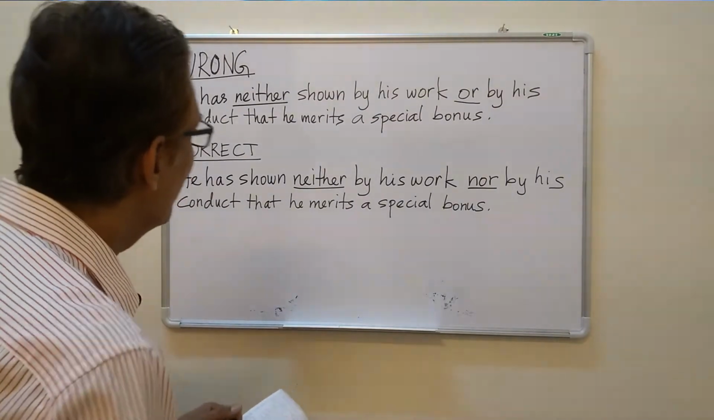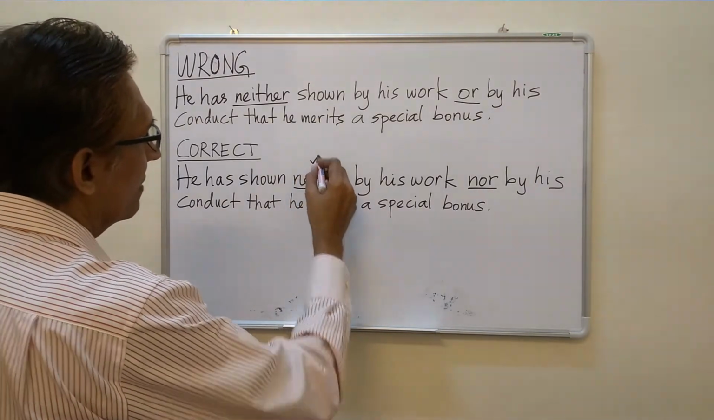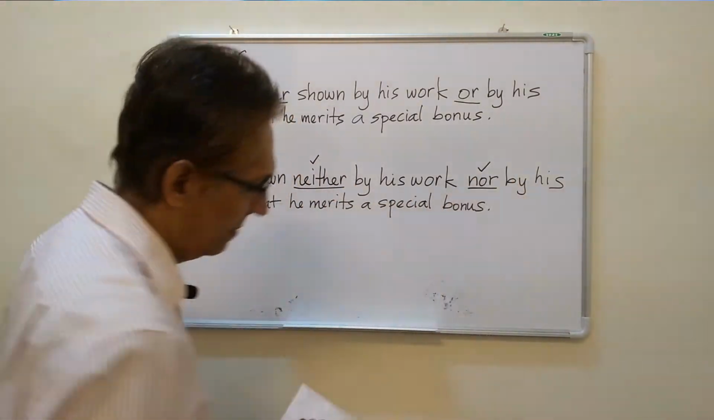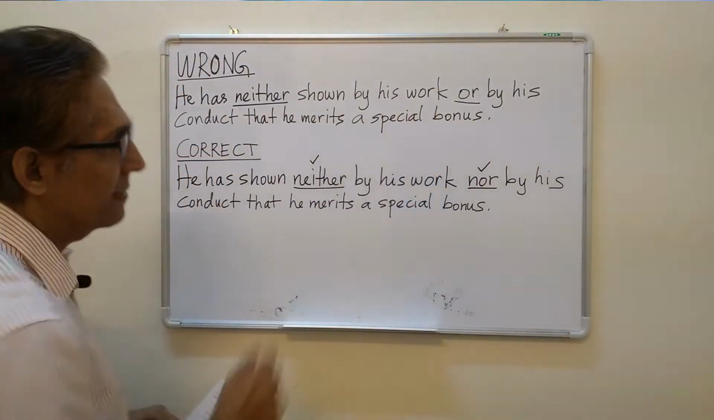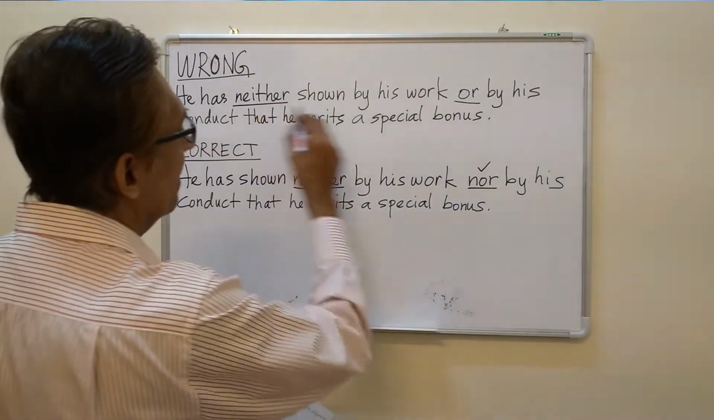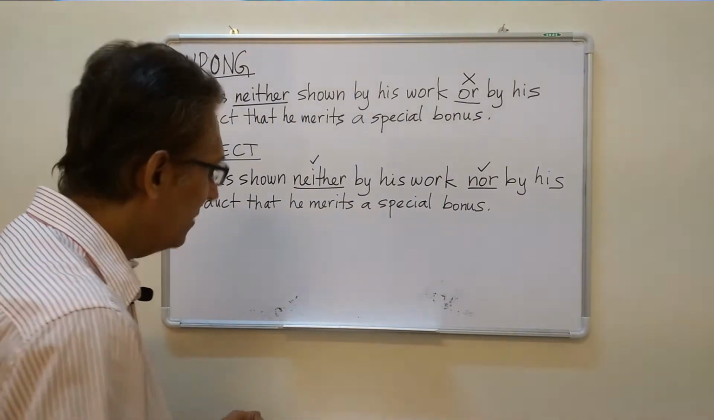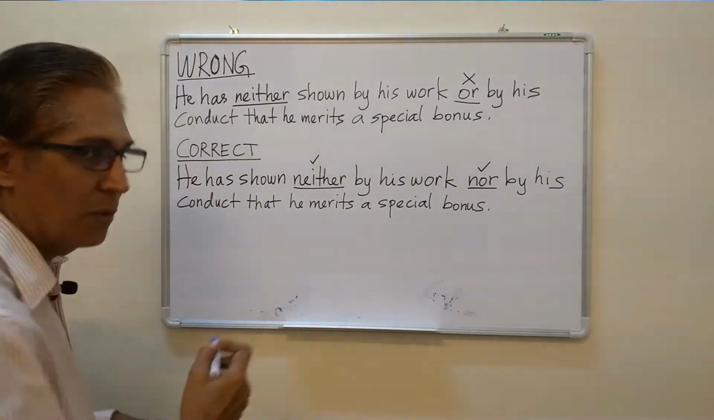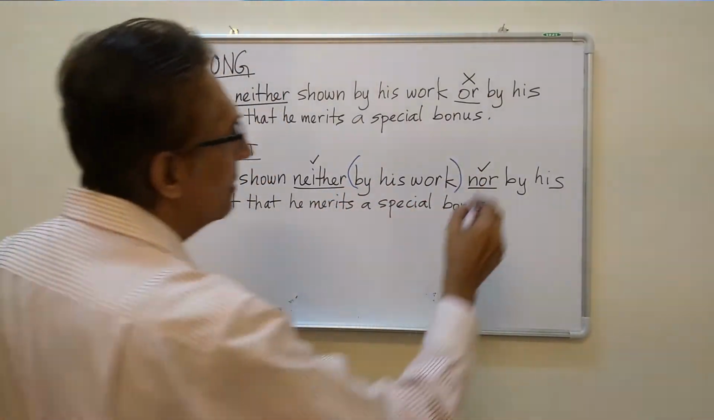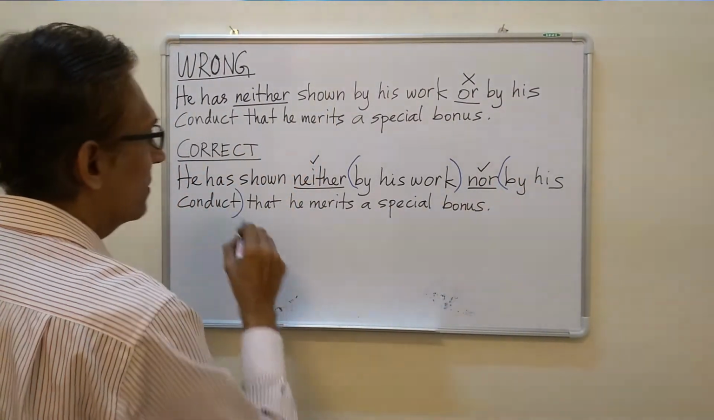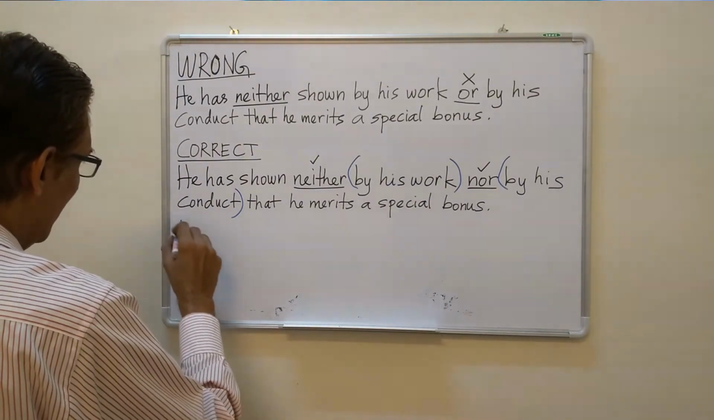Now what has happened here? This correlative neither is followed by nor. Neither should always be followed by nor. In the wrong sentence, neither is followed by or. And what else has happened is we have used the same kind of phrase to follow both correlatives. By his work follows neither, by his conduct follows nor. Therefore, the explanation is given in this sentence.